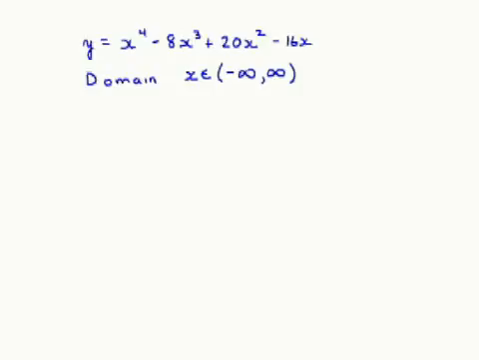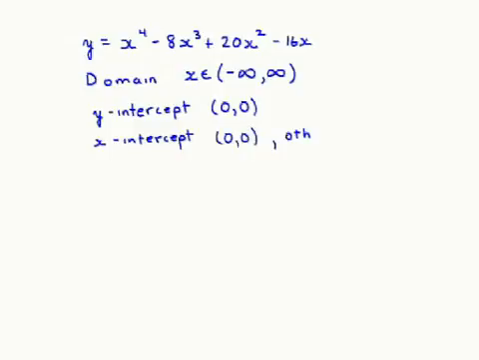The next thing you're asked to do is find the intercepts. Well, the y-intercept is found by setting x equal to 0. So you set x equal to 0 and solve for y, and you get a value of 0. So we know the y-intercept is 0, 0. That also happens to be one of the potential x-intercepts. Now, the other x-intercepts could be found, but it's a fairly long and cumbersome process, and so we're going to bypass that at this time.